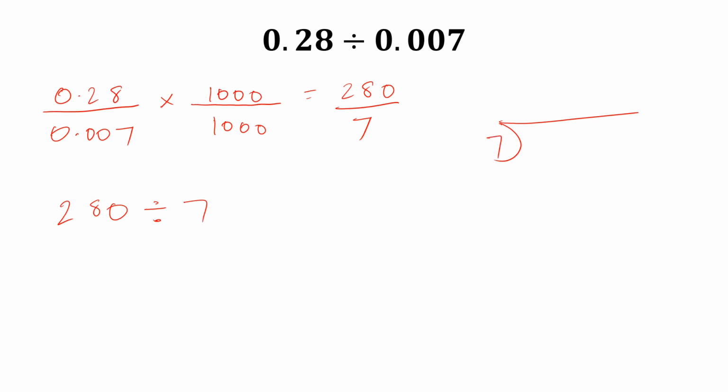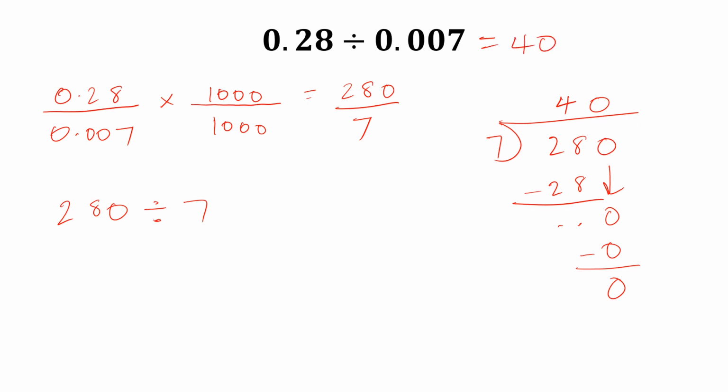So that's 7 divided by 280. 7 into 28, that goes 4 times. 7 times 4, that's 28. 28 from 28, that leaves us with 0. Carry down our 0. Then 7 into 0 goes 0 times. Then 7 times 0, that gives us 0. And then we subtract 0 from 0, we are left with 0. So the answer to 0.28 divided by 0.007 is equal to 40.